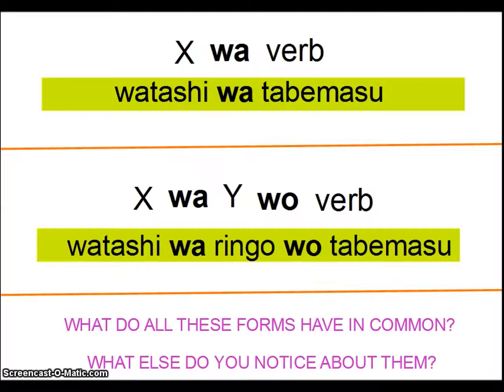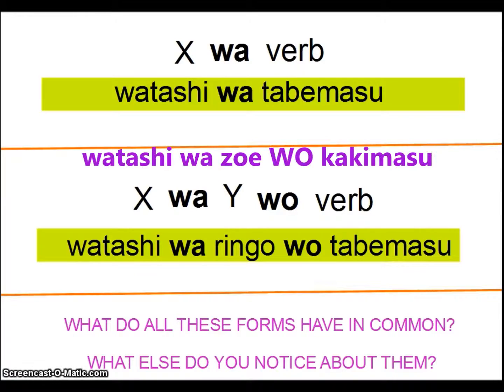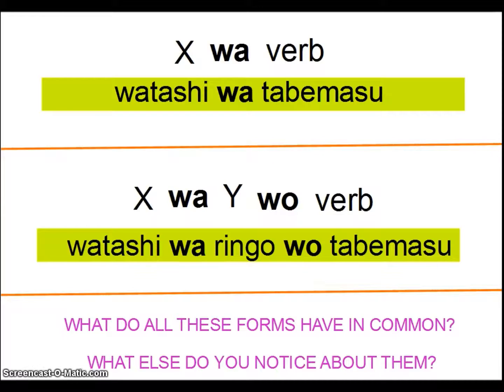For example, here's something I talked about in class. If I say, watashi wa Zoe ni kakimasu, that means I write to Zoe. So I'm like writing a letter to Zoe. If I say, watashi wa Zoe o kakimasu, now that means I am writing the word Zoe. Like I have a piece of paper and I'm writing Z-O-E over and over again. I write the word Zoe.